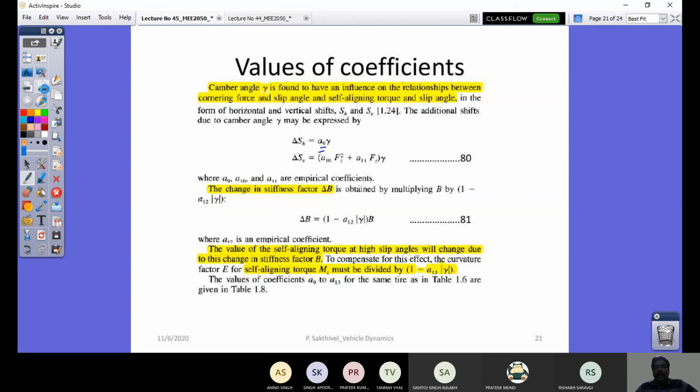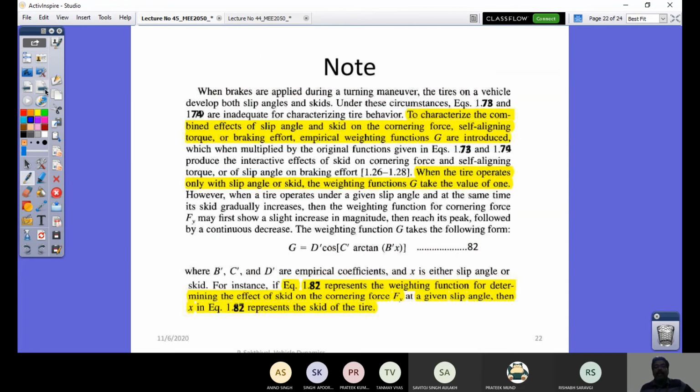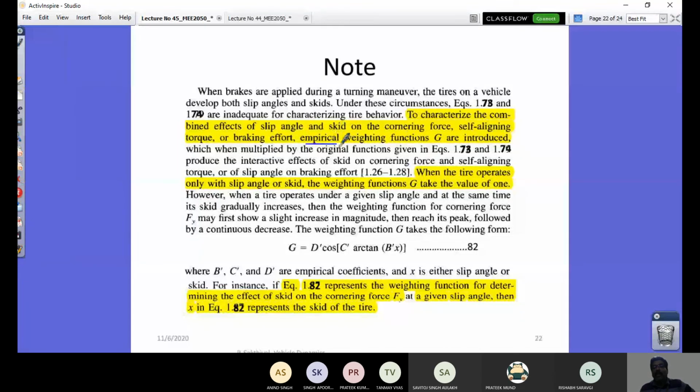And this note is something I was telling: this model does not include the combined effect of slip angle and skid. So if you have to account for it, you require an empirical weighting function called G that has been introduced here. Again, to define G, I have D dash, C dash, B dash. The prime, or dash, is put here to differentiate these from the values in the magic formula. We also see BCD; here it is D dash, E dash, B dash, and they are here to account for empirical constants. Those values will also be given along with this model.